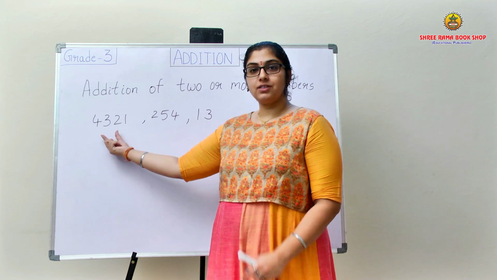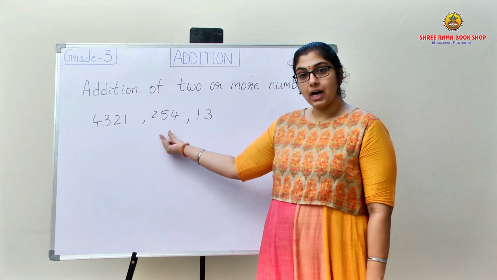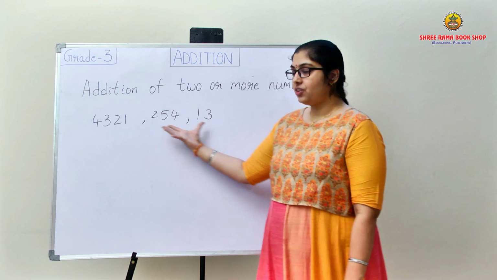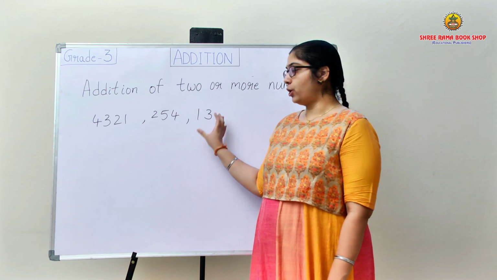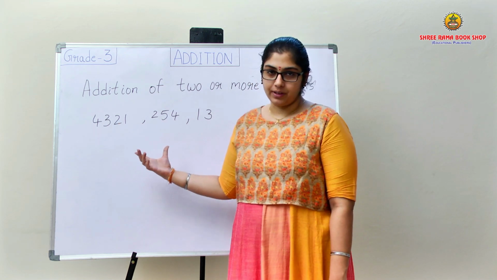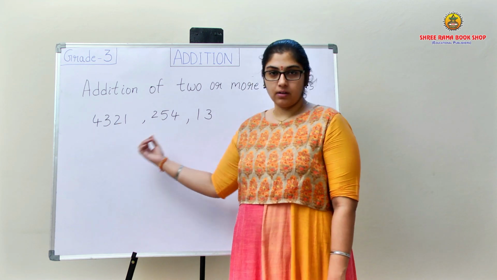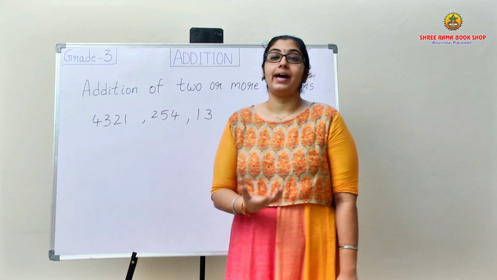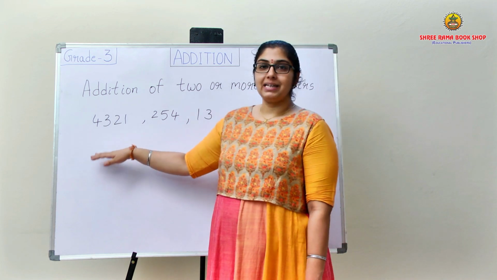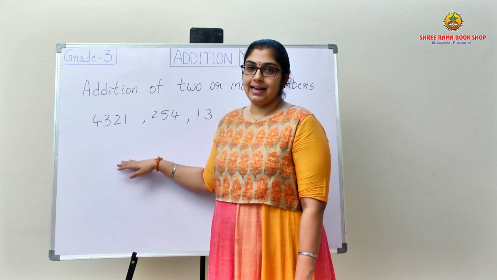It is 4321, 2504 and 13. So I have three numbers over here which are 2 digit, 3 digit and 4 digit. So all the digits are not the same, right? Three numbers I have, and all the digits are not the same. So how do I add? I need to arrange them in respective place values and then I can add.